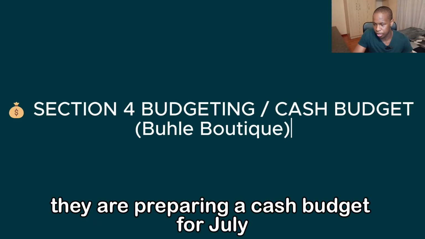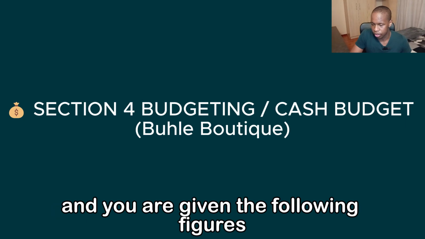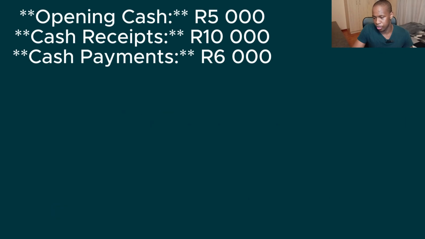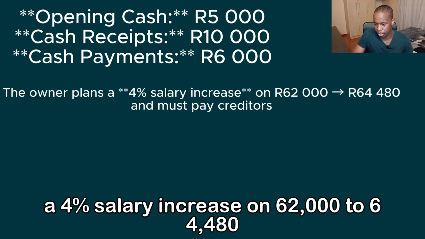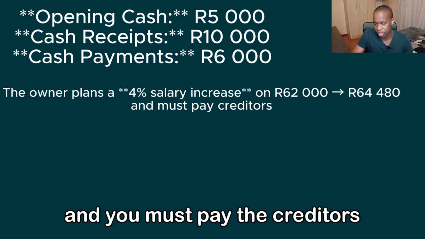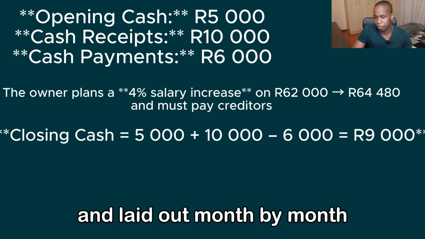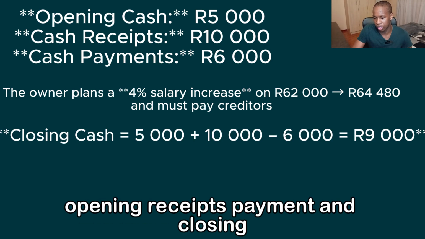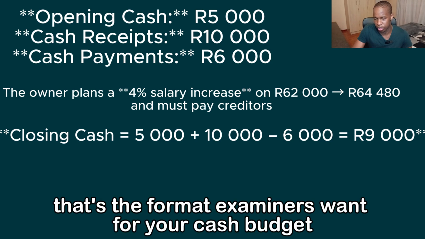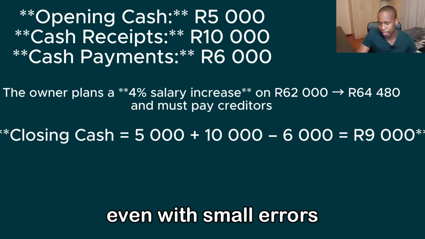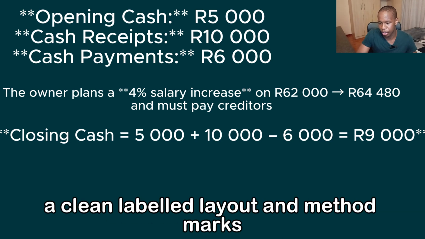Next up, Buhle Boutique. They are preparing a cash budget for July. And you are given the following figures. And let's say you are given more adjustments, like the owner plans a 4% salary increase on 62,000 to 64,480. And you must pay the creditors. The first thing you want to do is calculate your closing cash and lay it out month by month. Opening, receipts, payments, and closing. That's the format examiners want for your cash budget. Even with small errors, a clean labeled layout earns method marks.